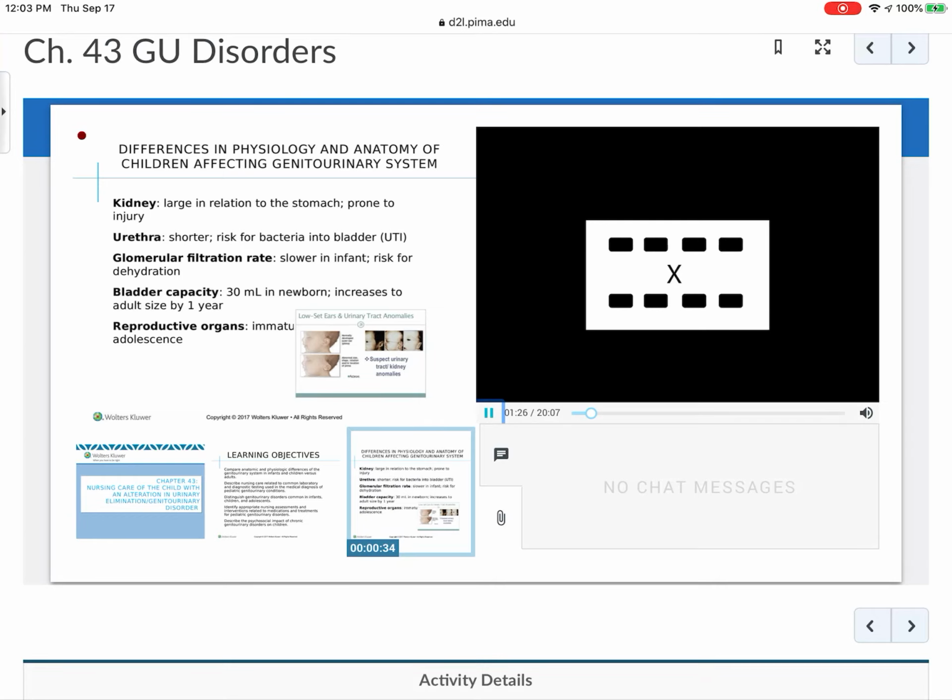The GFR is slower, so they're at risk for dehydration. They can't concentrate their urine, and so it places them at that increased risk of dehydration when they have any type of fluid loss. They have a small bladder capacity, and then the reproductive organs are immature. This was just an interesting slide that I found, that low set ears can be an indication of some urinary tract abnormalities or anomalies.